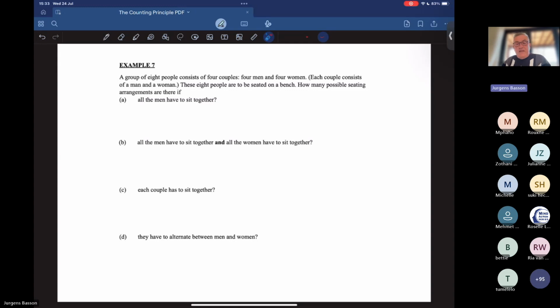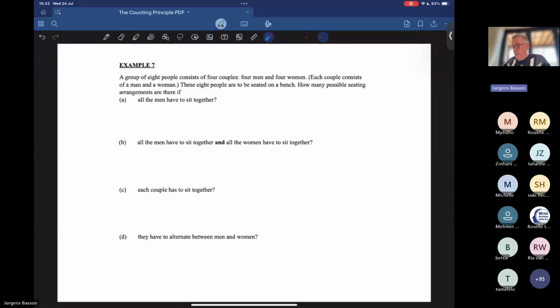Now, if you look at the second question, the B one, you see all the men must sit together and all the women. So I think you agree with me. The first one, in A, there's only 1 group. In the second one, we have 2 groups. So let's do this first one.